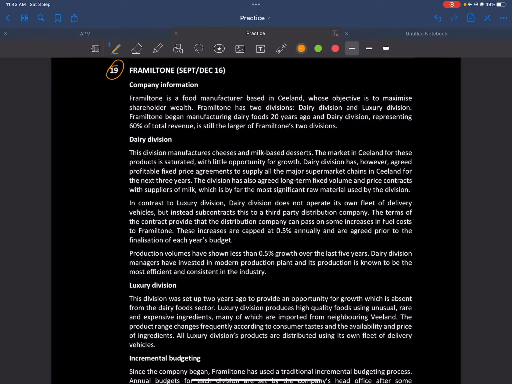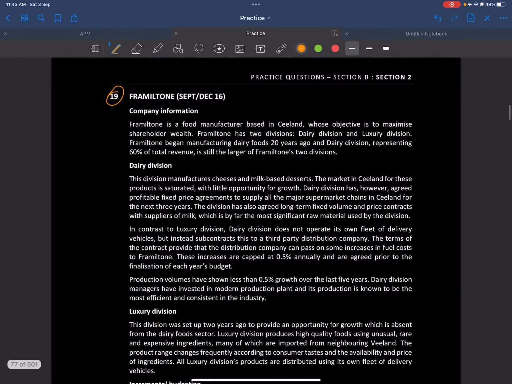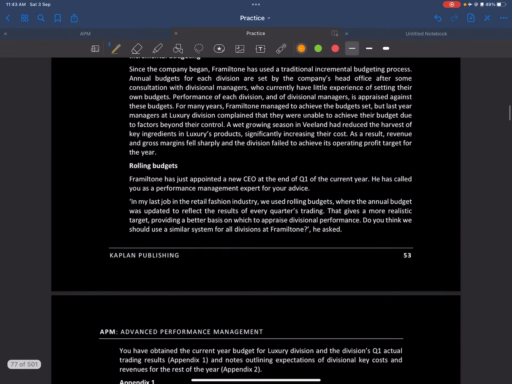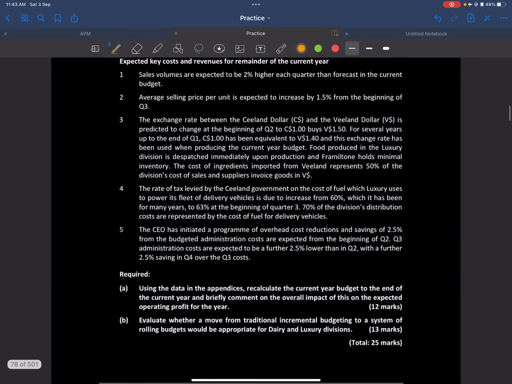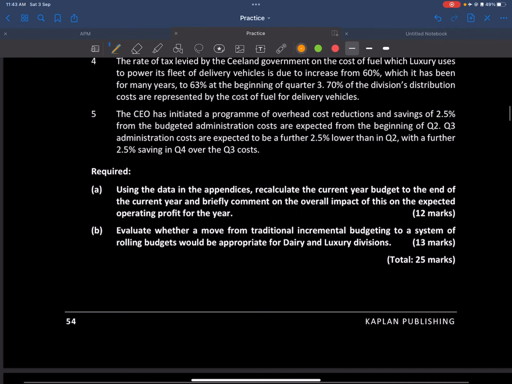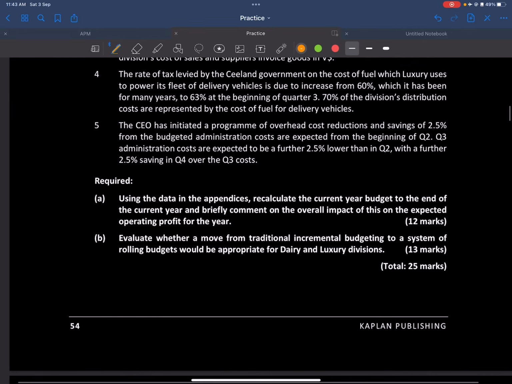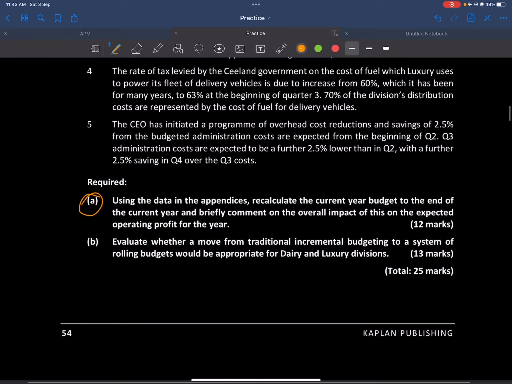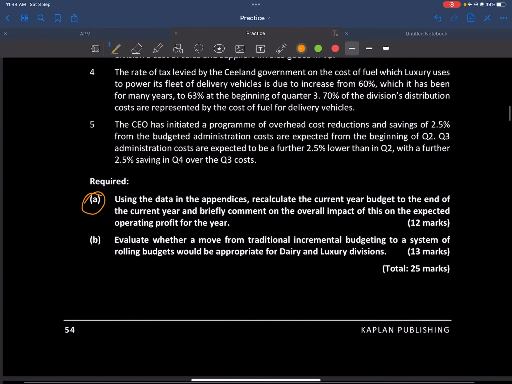Welcome. Let's look at this particular question called Framiltone. So, as always, remember, let's look at the requirements. What do they say? What is required of us? Using the data in the appendices, recalculate.